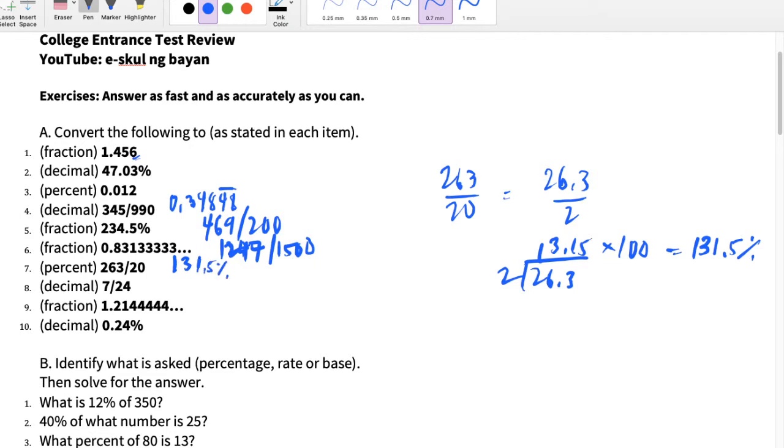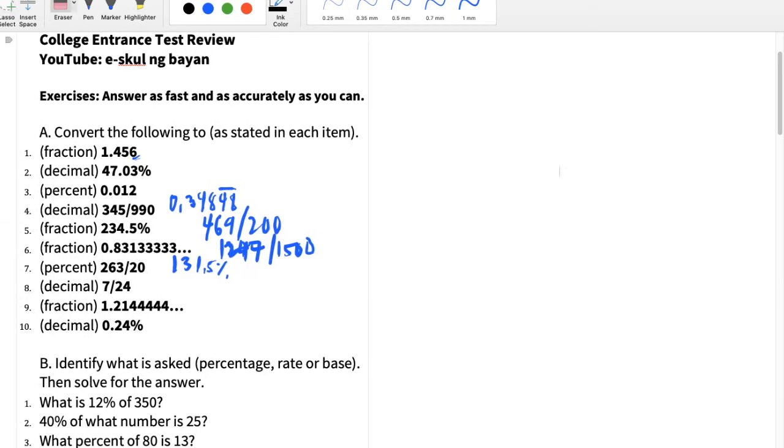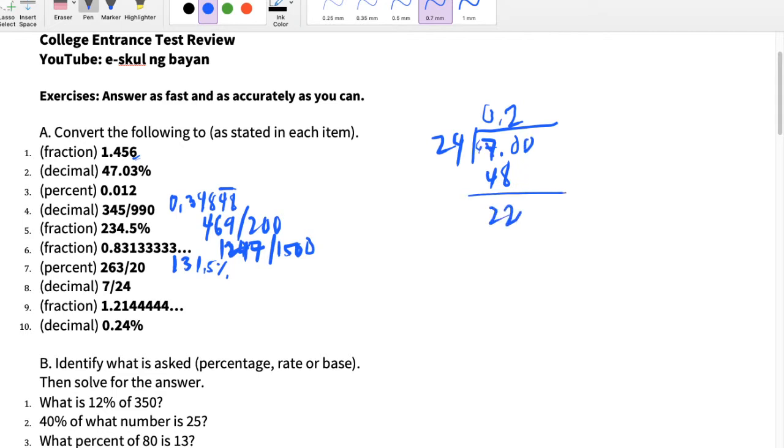Number 8. 7 divided by 24 lang ang gagawin natin. Okay? So, gawin natin. I know medyo nakakatamad mag-long division, pero minsan kailangan natin i-practice kasi baka nakalimutan na natin or magiging careless tayo, diba? So, 7 divided by 24. Let's add 0. So, approximately, meron kang 2, right? Kasi hindi pwedeng 3 sa sobra. So, 24 times 2, that's 48. Subtract, magiging itong 6. You will get 2.